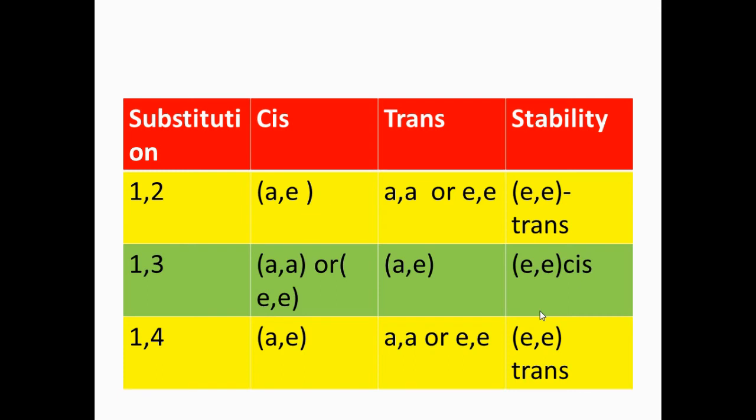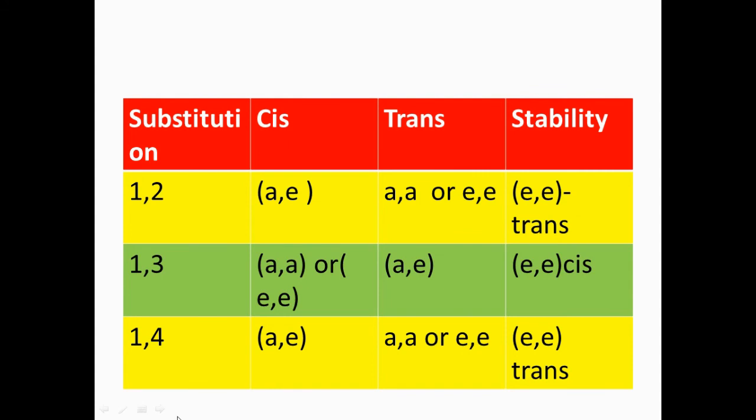We discussed the disubstituted cyclohexane. In the case of 1,2-disubstituted cyclohexane, the cis form is axial-equatorial, and the trans form is axial-axial or equatorial-equatorial. The most stable conformation is the equatorial-equatorial trans form.